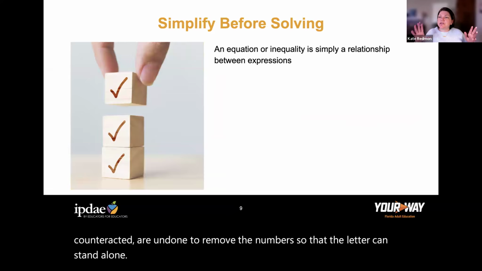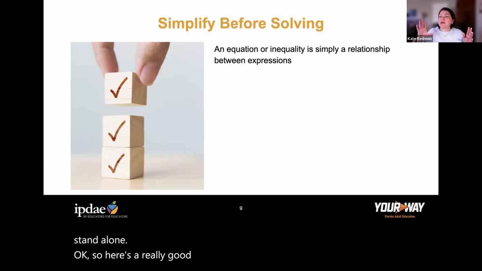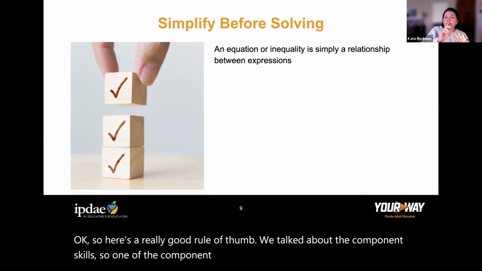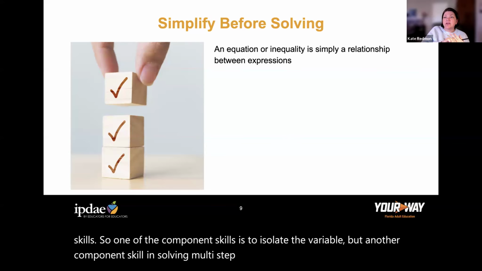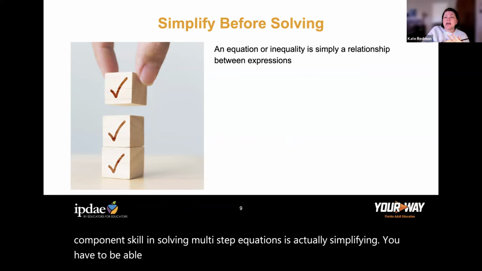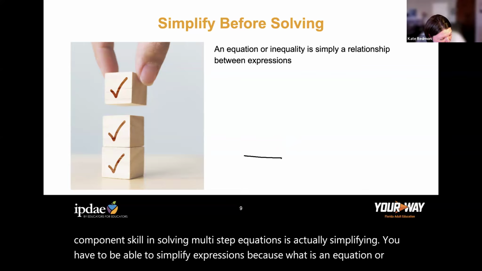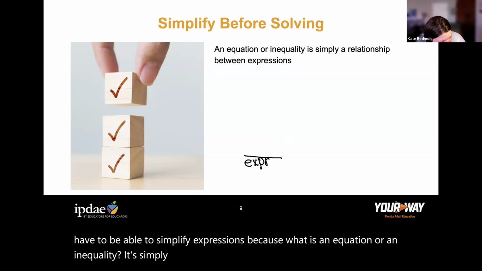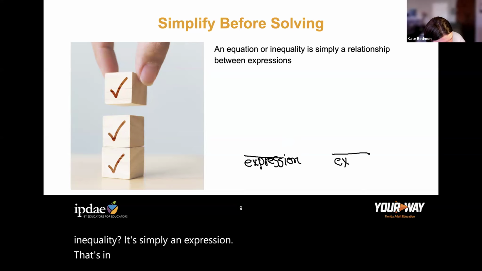Okay, so here's a really good rule of thumb. We talked about the component skills. One of the component skills is to isolate the variable, but another component skill in solving multi-step equations is actually simplifying. You have to be able to simplify expressions because what is an equation or an inequality? It's simply an expression that's in a relationship with another expression.